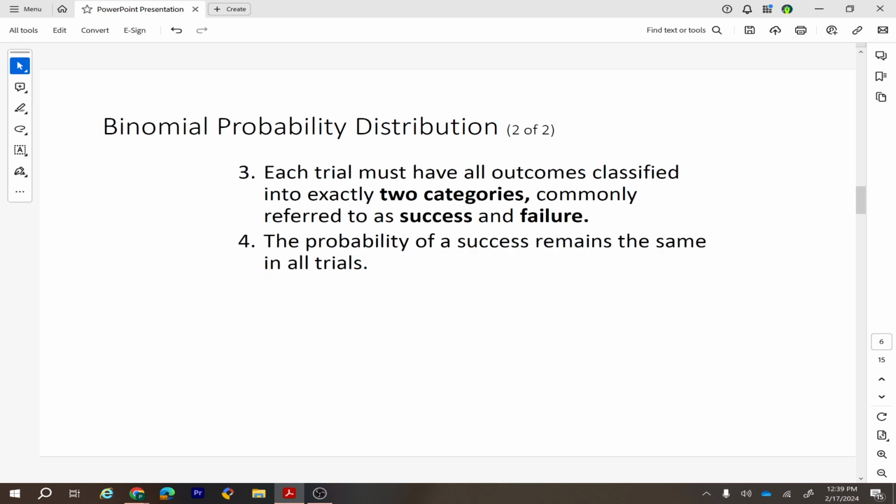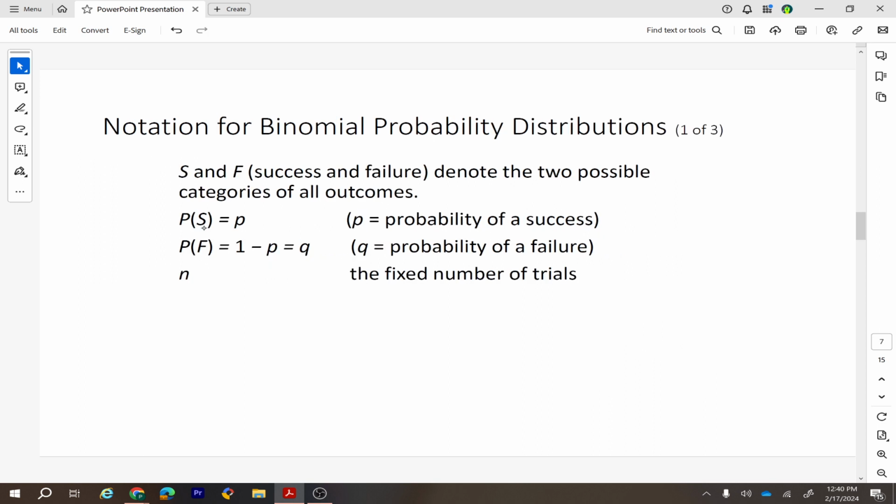And each trial must have all outcomes classified into exactly two categories. That's the reason it's called binomial. You're supposed to be able to divide your outcome into two categories. For example, when you flip a coin, we can divide the outcome into head and tail, two categories. The probability of success remains the same in all trials. It's always the same. So these are the four criteria we have to test to find out whether our probability distribution is binomial or not.